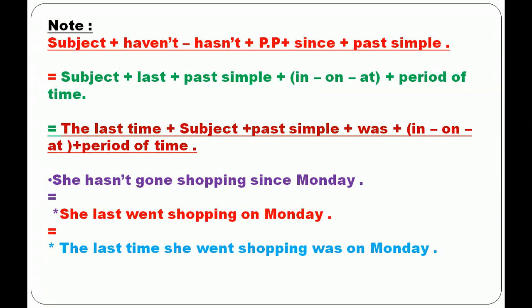We have subject plus haven't or hasn't plus past participle since plus past simple, and this equals subject plus last plus past simple plus in, on, or at plus a period of time. For example, she hasn't gone shopping since Monday, and it equals she last went shopping on Monday, or the last time she went shopping was on Monday.